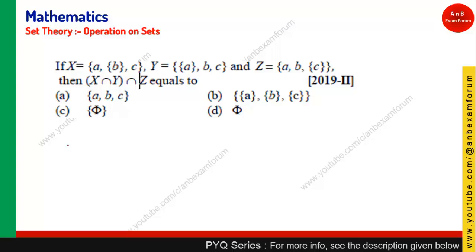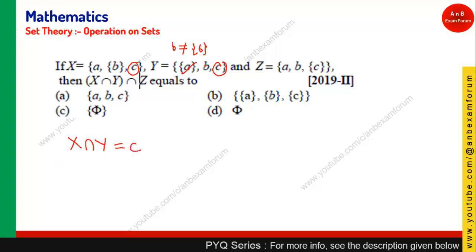So x intersection y means what are the common elements between x and y. If you see x and y, the common element between these two is only c. Only c is common, not b. Why? Because, as I told you in the conceptual classes, the element b is not equal to the set b, and this element is not equal to set a. So only c is common between x and y.